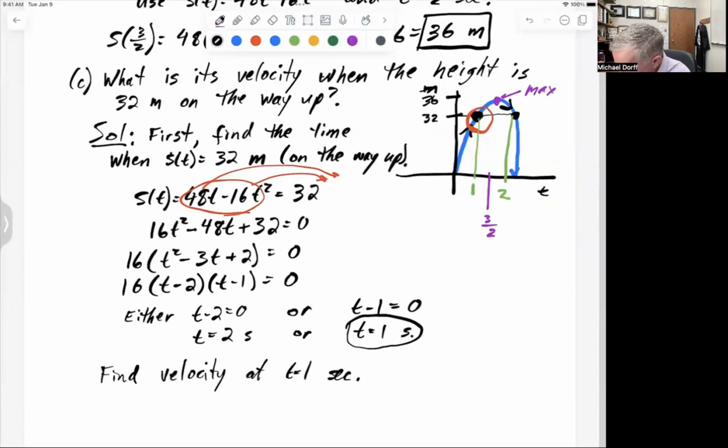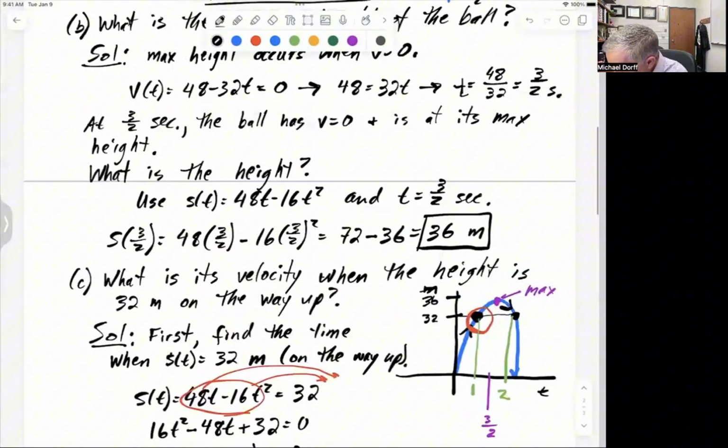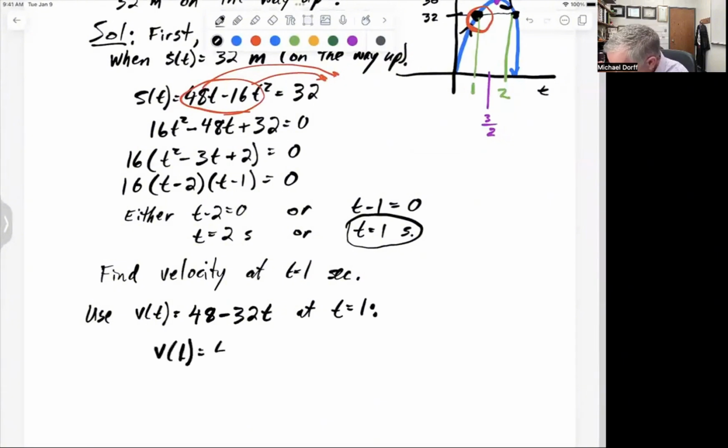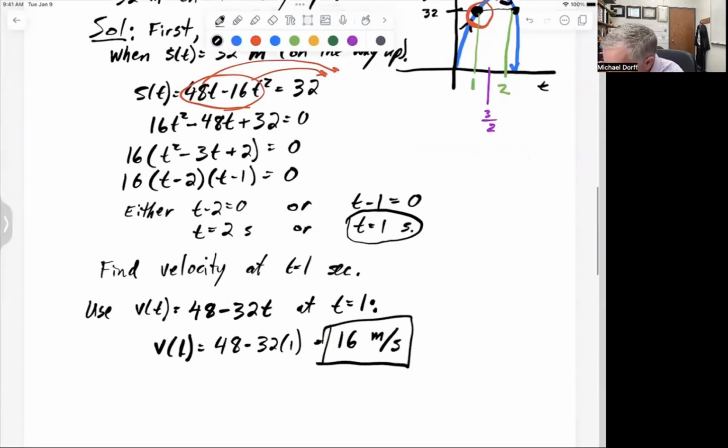So I remember from before that velocity, which was the derivative of s of t, is 48 minus 32t. So we use that at t equals 1. And when we do that, we get v of 1 equals 48 minus 32 times 1, which is going to give me 16. And velocity is measured in meters per second. So that's what I get, 16 meters per second.